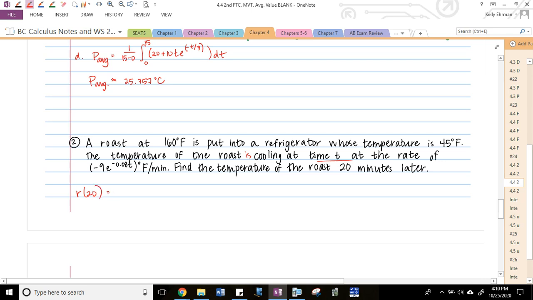This isn't asking for an average value. This is saying, you know what temperature the roast started at. Find the temperature by finding the change in temperature 20 minutes later. So the integral from 0 to 20 of, I'm just going to call this R of T, so I don't want to write the whole thing out, R of T dt. Well, we know the roast started at 160 degrees plus that integral.